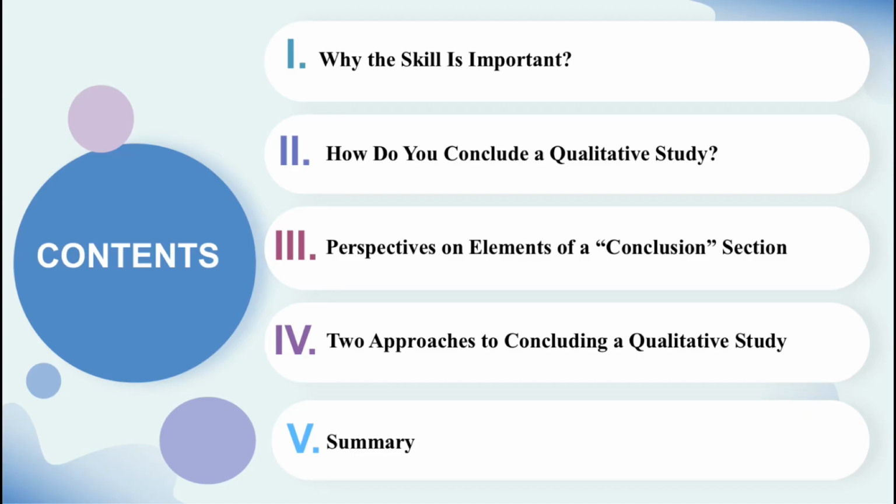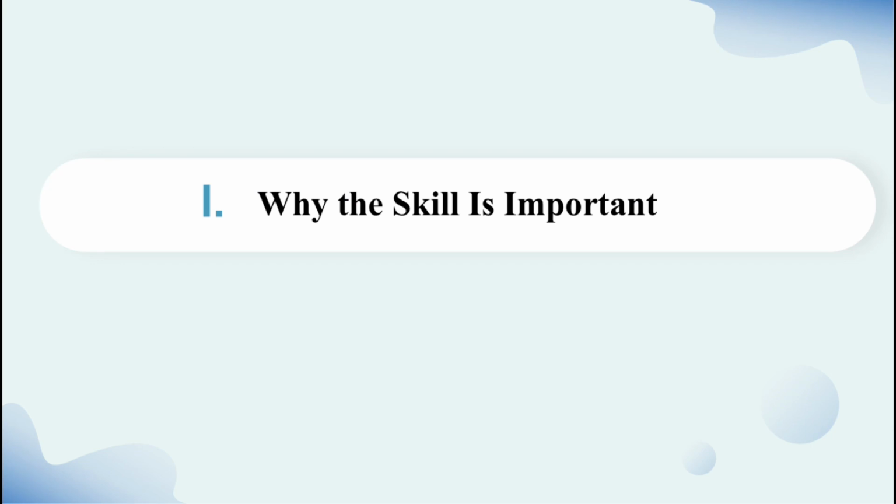To give you a clear overview, the content is divided into 5 parts. 1. Why the skill is important. 2. How do you conclude a qualitative study? 3. Perspectives on elements of a conclusion section. 4. 2 approaches to concluding a qualitative study. 5. Summary.